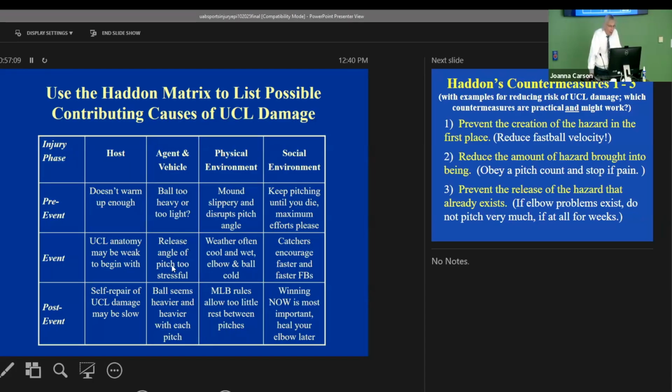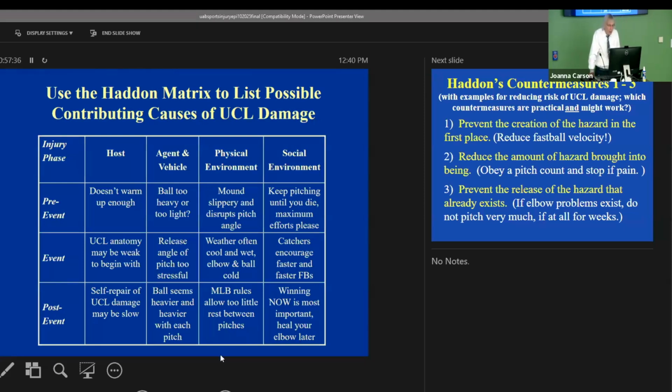Release, staying in agent and vehicle, event. Event means the injury in slow motion as it is occurring. That's an event factor, like there it goes. Is the release angle of the pitch too stressful? Again, if you know biomechanics, which I don't, I depend on Dr. Fleissig: is it better to throw your fastball this way or that way or that way? Is that going to impact your injury risk?